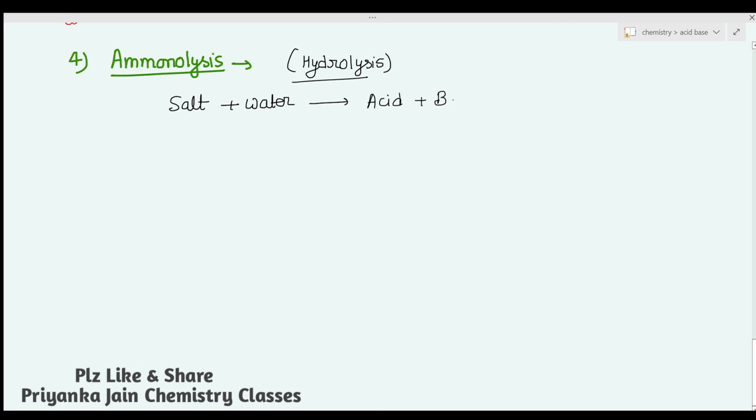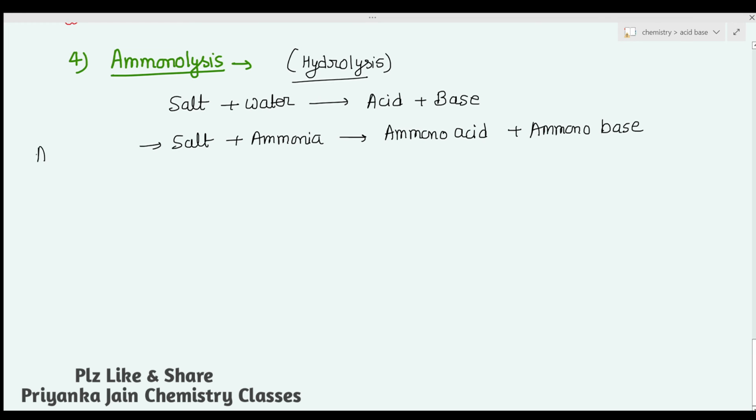Similar type of reaction can happen in liquid NH3. Salt can react with ammonia, and it forms ammono acid and ammono base. So this reaction is called ammonolysis. As hydrolysis is the reaction of a salt with water, ammonolysis is similar, which means the salt and the solvent react to form acid and base.